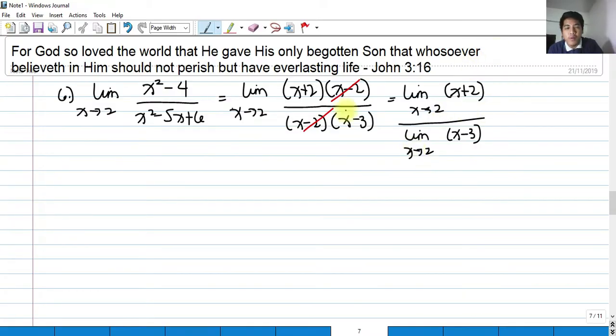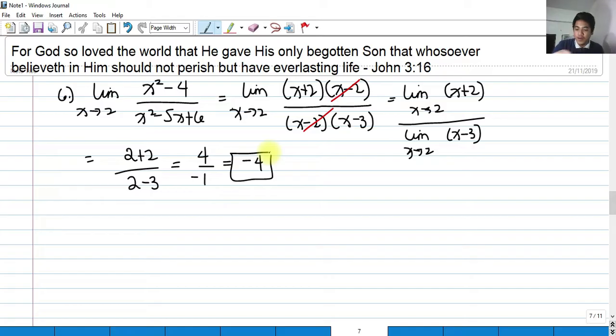Since these two are polynomials, we can simply substitute the value of 2. 2 plus 2, and here we have 2 minus 3. So we have 4 over negative 1, which is negative 4. So that should be our answer for this problem.